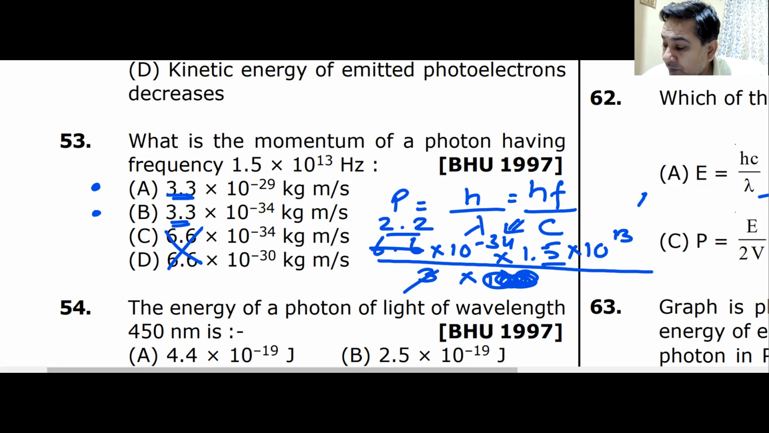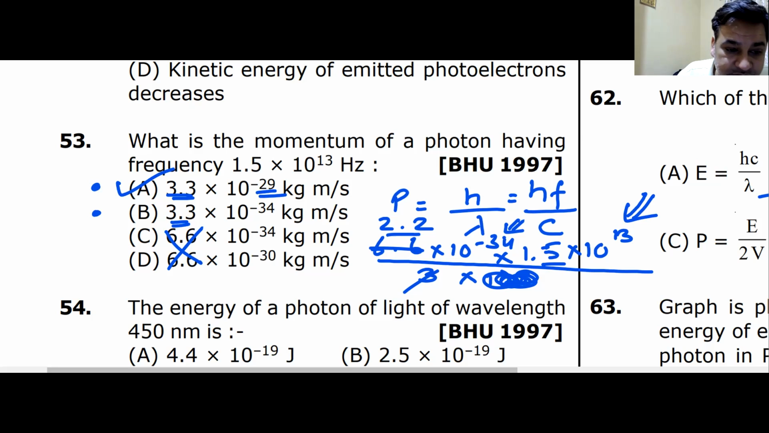Minus 42 plus 13, and you have your answer. Minus 42 plus 13, you will get minus 29, and that is your answer. Yes or no? Yes, sir. The answer is 3.3 into 10 raised to the power minus 29. Do we understand this? Yes, sir. That is the correct answer. I hope all of you have done this. Shall we move ahead?